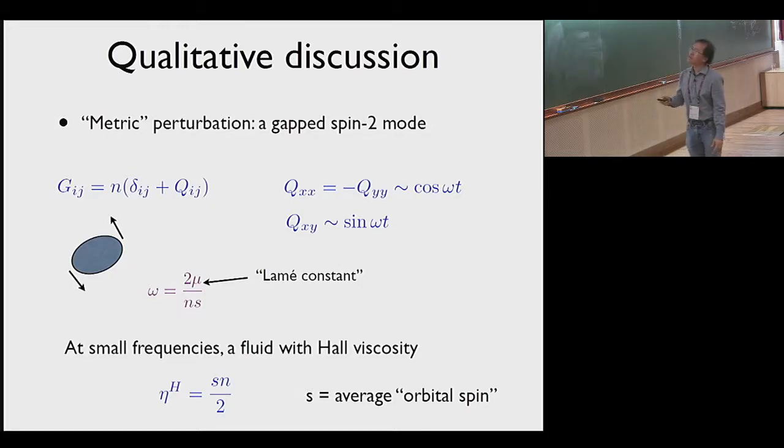At a frequency that is much lower than that frequency, the whole system behaves like a normal Navier-Stokes fluid, except that there is now an extra component, the odd component of the viscosity, with a value that depends on this parameter S: S times the density divided by 2. And so we can identify S with the average orbital spin of the particles.